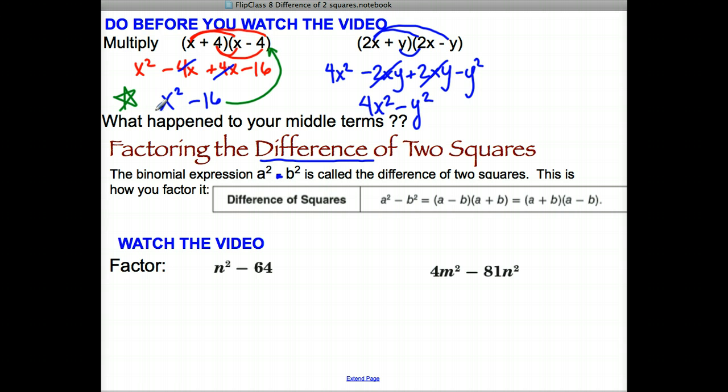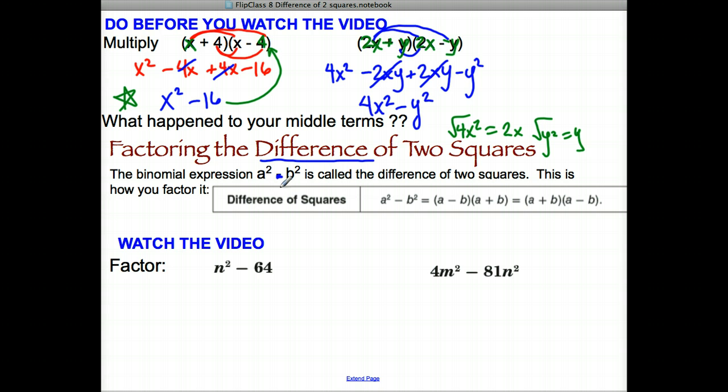So what we do is we look at the square root of x squared, that's just x. What's the square root of 16? That's 4. So we know that if we have two perfect squares being subtracted, we can take the square root of the first. What's the square root of 4x squared? That equals 2x, and that's our first term here. What's the square root of the second, or the square root of y squared? That's just y. And that gives us a y and a negative y.